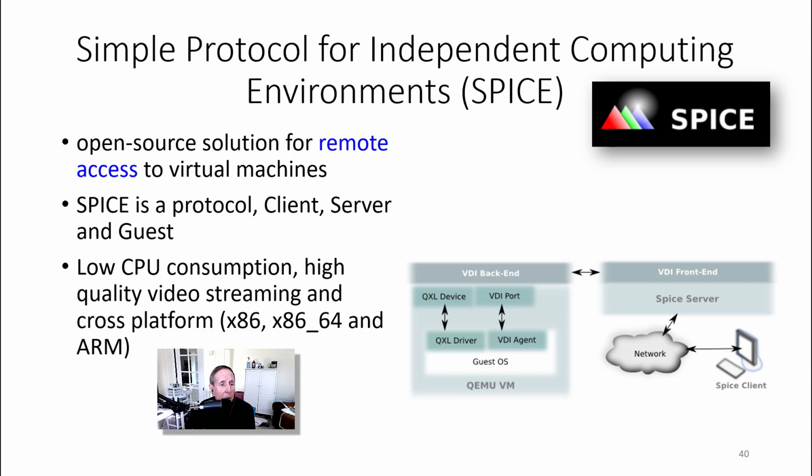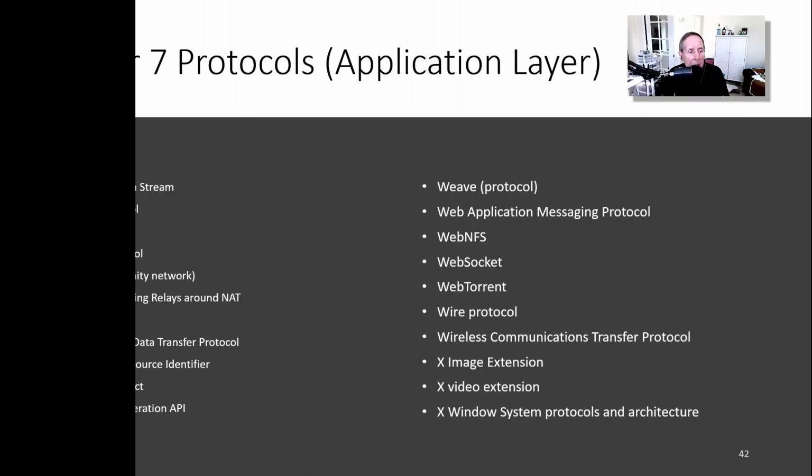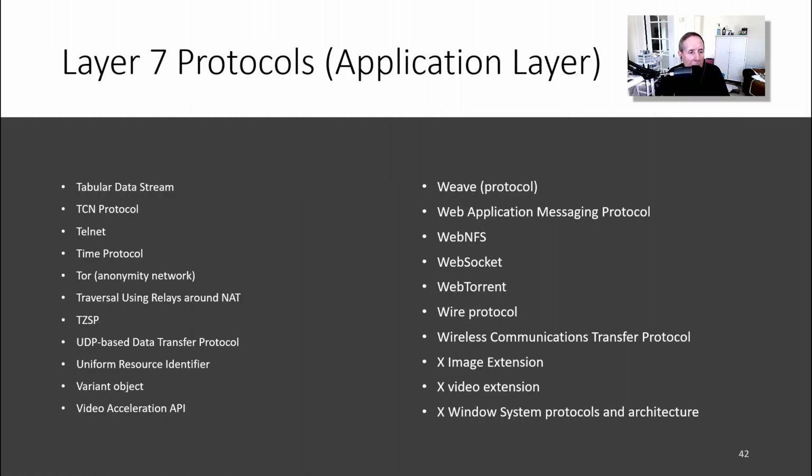SPICE is a protocol, a client, a server, and a guest. It provides low CPU consumption, high quality video streaming, and cross-platform x86, x64, and ARM. Here's an example of this protocol being used. I've got a Windows 7 box that has remote access to two Red Hat virtual machines. Pretty cool. Many layer 7 protocols are fading away.